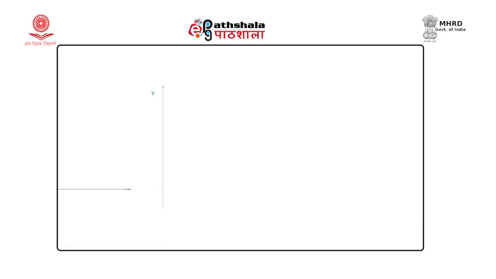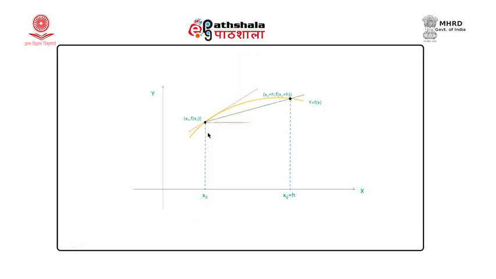So, let us look graphically at what this formula indicates to us. So, we have y equal to f(x), this is the point x equal to x0, and x equal to x0 plus h, the neighboring point. This is the actual curve, which may not be known to us, and so this is the point (x0, f(x0)), and this is the point (x0 plus h, f(x0 plus h)).